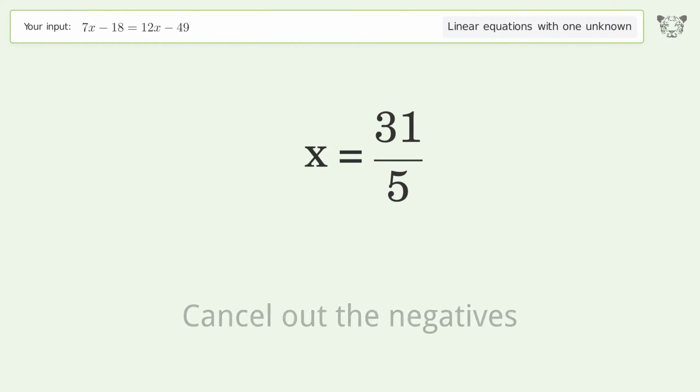And so the final result is x equals 31/5.